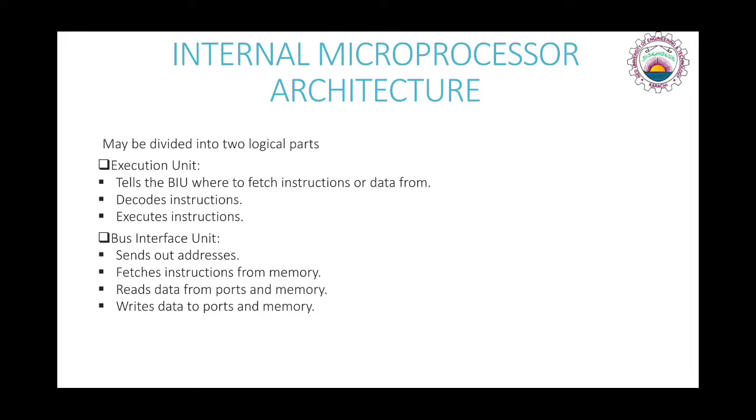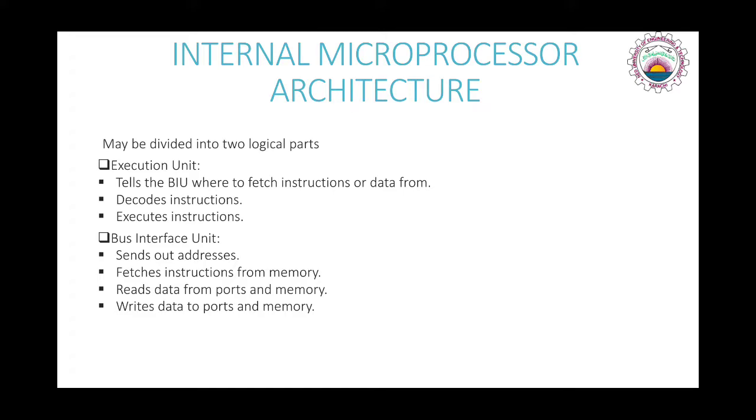Execution unit tells the bus interface unit to fetch data. Data may be of two types: decodable data, meaning instructions, or simple data, non-decodable data. Second task of execution unit is to decode instructions fetched from memory and identify which operation is to be performed by microprocessor. Then after identification of instruction, that instruction is executed. That is the purpose of execution unit.